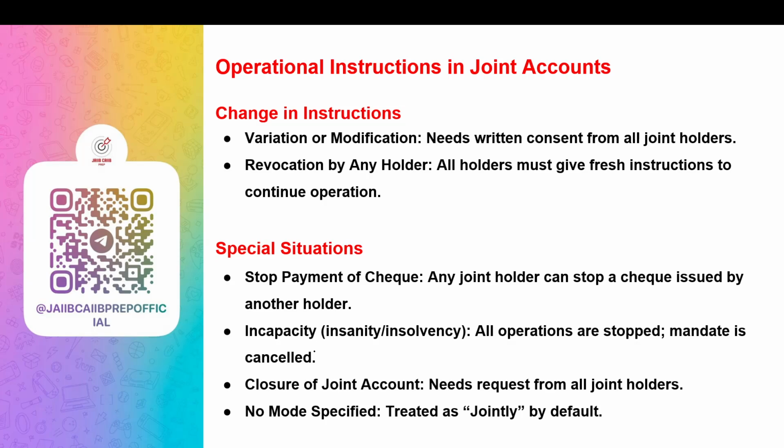Closure of joint account. A joint account can be closed only when all joint account holders request it. There is an exception if there is a legal issue. The bank may close it without everyone's request. If no mode of operation is mentioned, it will be treated as jointly. A separate request from all joint holders is needed to change it later.